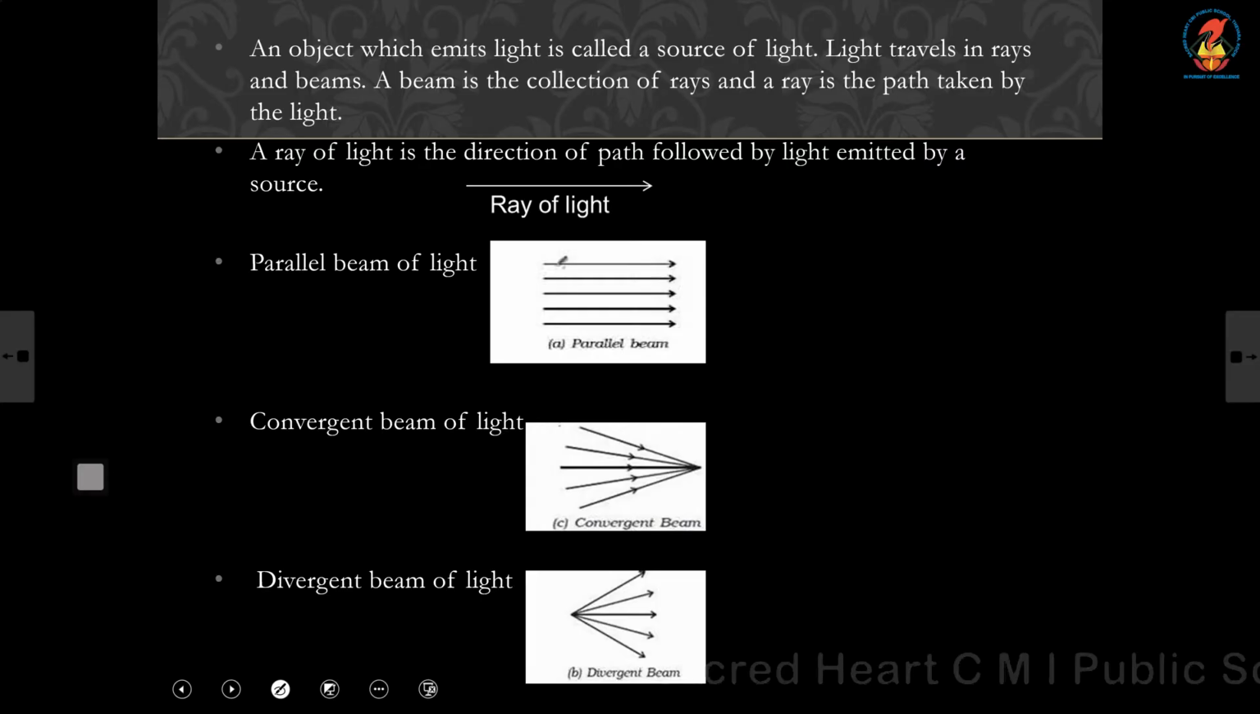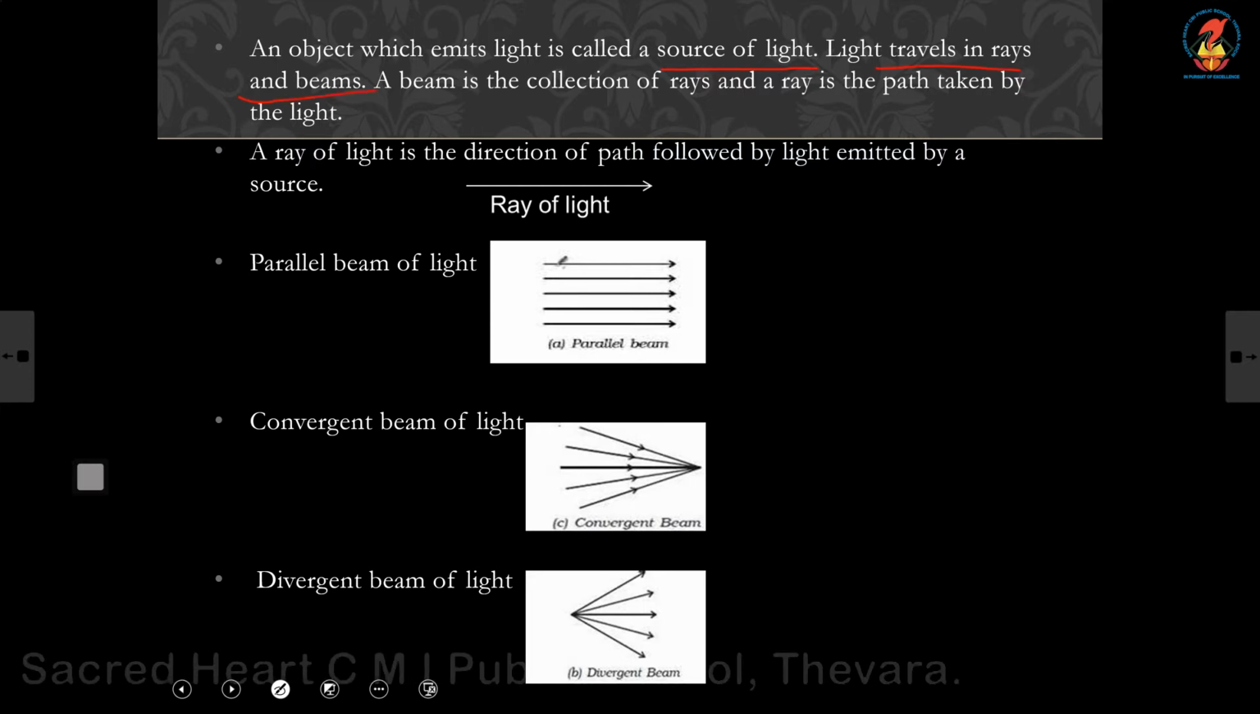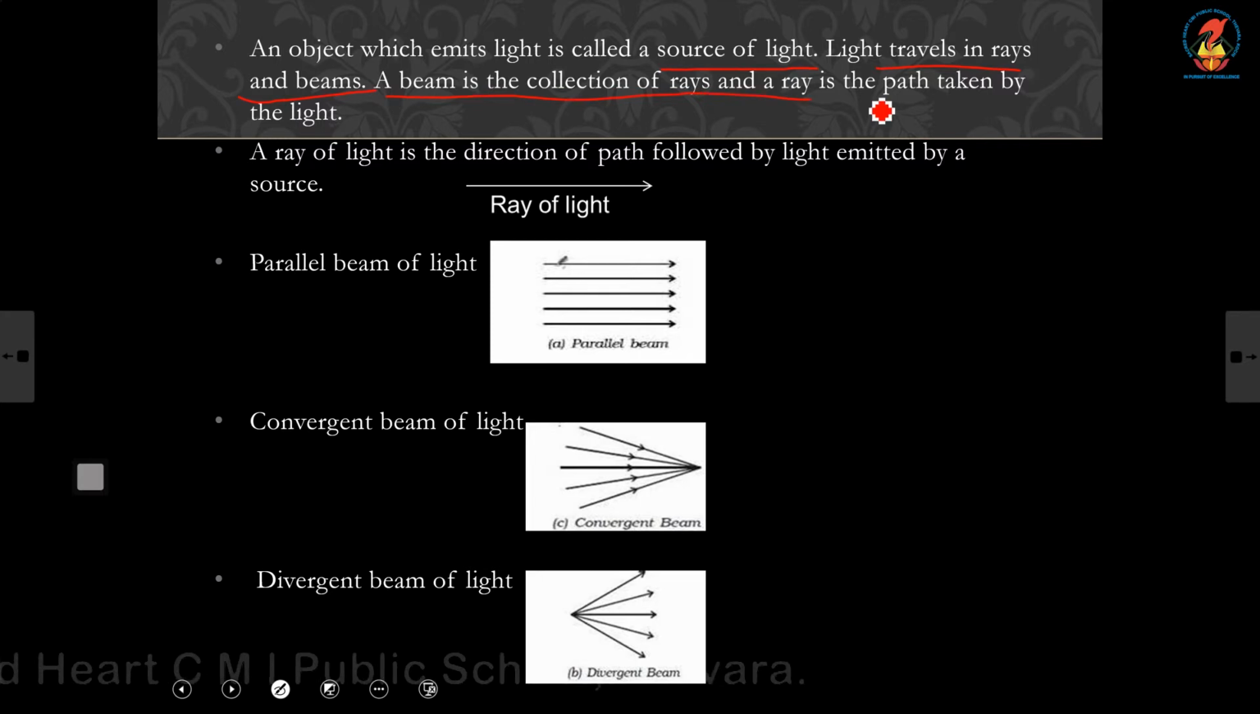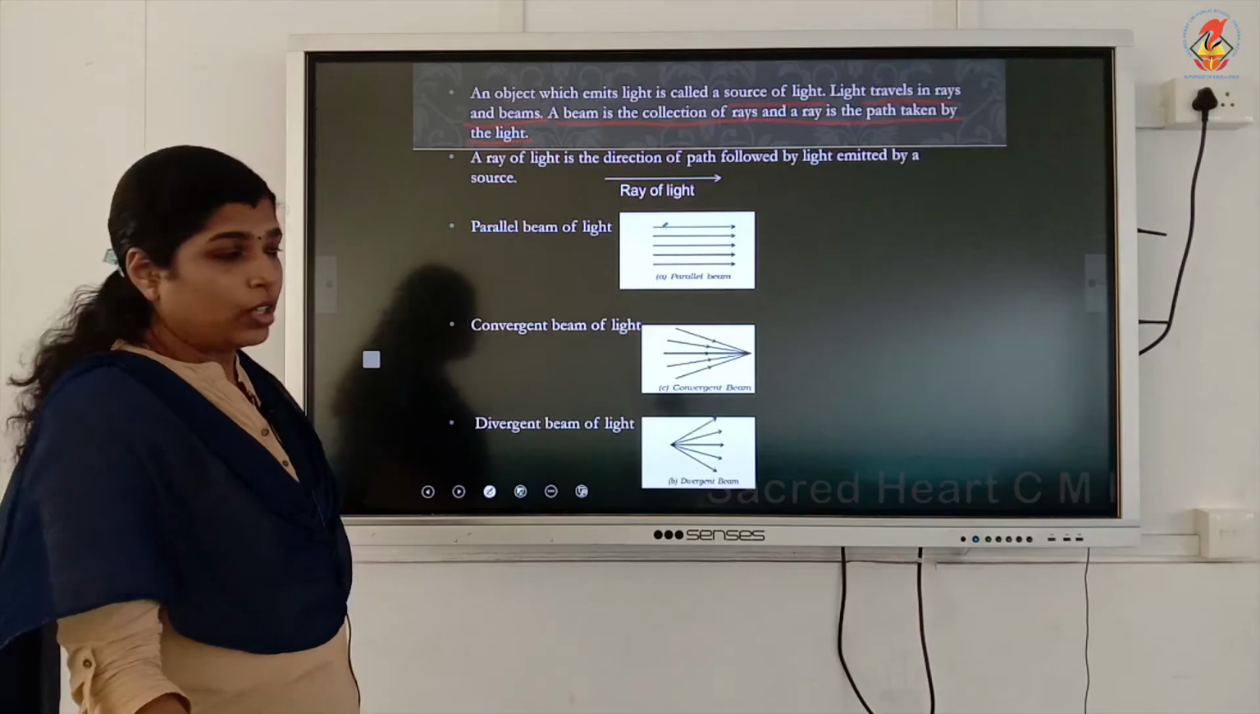Then an object which emits light is called a source of light. Light travels in rays and beams. A beam of light is a collection of rays. A ray is a path taken by the light. We know light travels in a straight line, so we will represent it with the help of a ray. That direction represents in which direction the light ray is travelling.